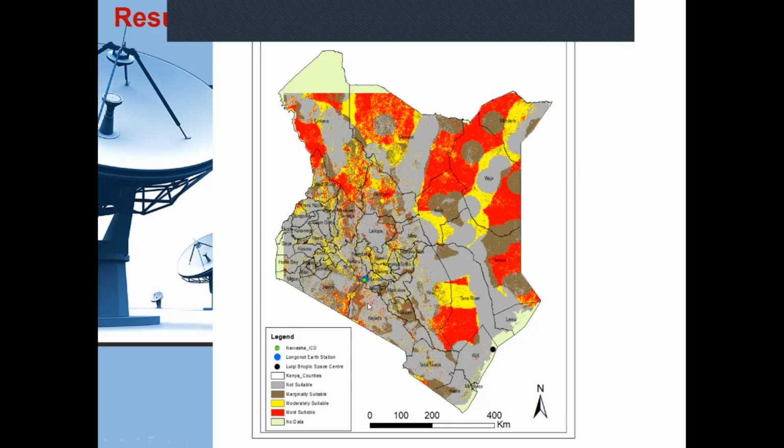Again, because there is this proposal of converting the Longonot Earth station to a radio observatory, the antennas to radio telescopes, you realize this blue part is where the station is situated.